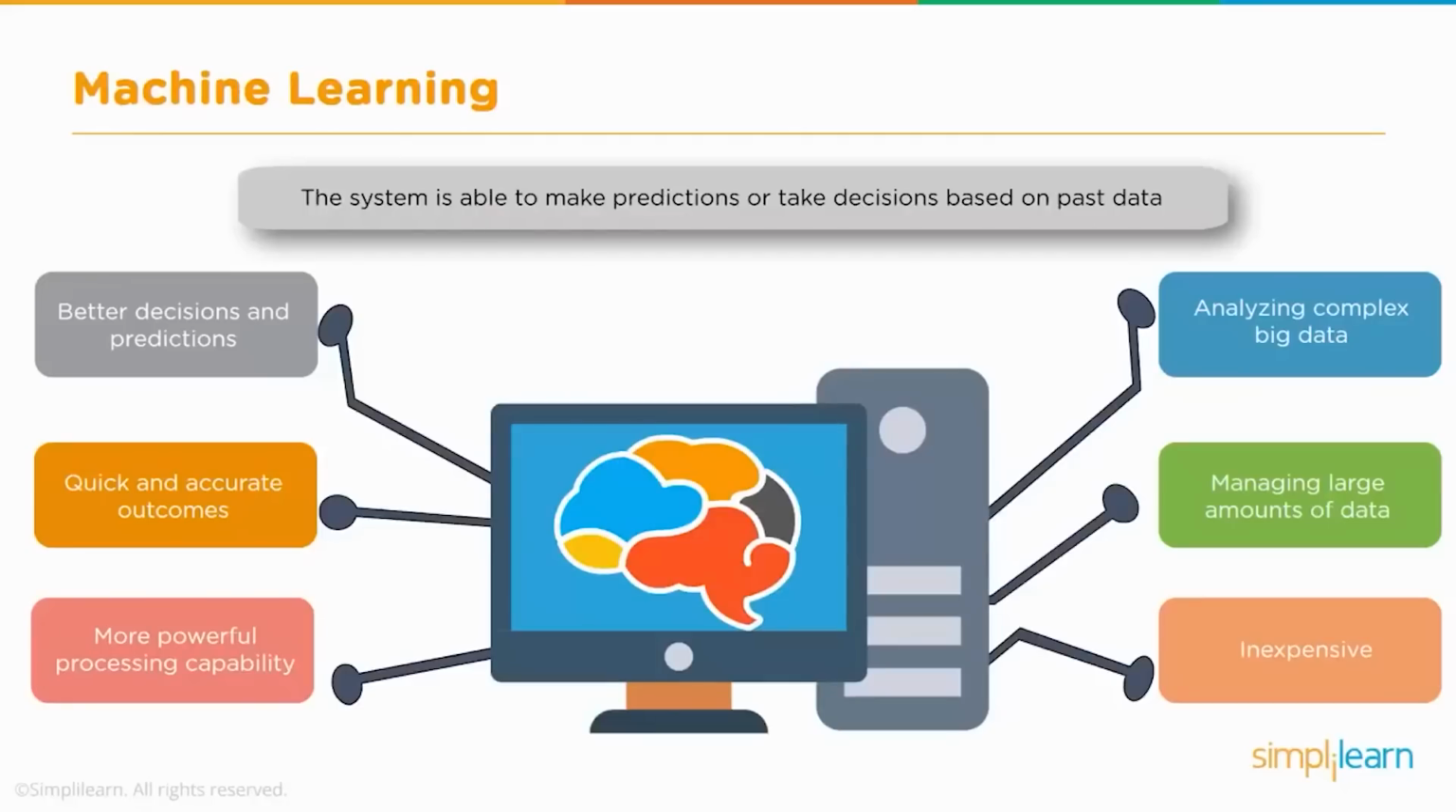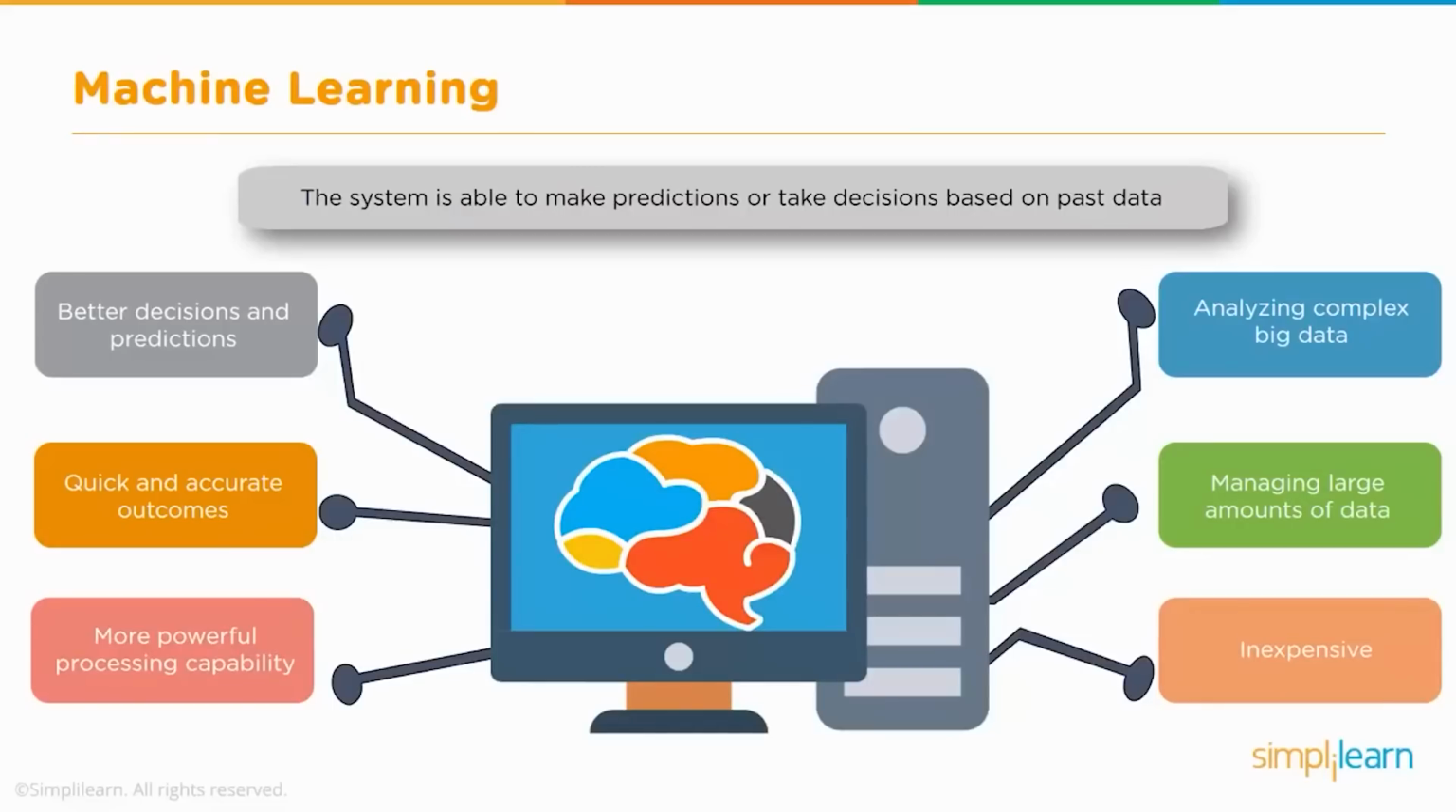Machine learning. We're going to take a step into machine learning here, and you'll see how these fit together in a minute. The system is able to make predictions or take decisions based on past data. That's very important for machine learning, that we're looking at stuff, and based on what's been there before, we're creating a decision. We're creating something out of it. We're coloring a beach ball. We're telling you what the weather is in Chicago.